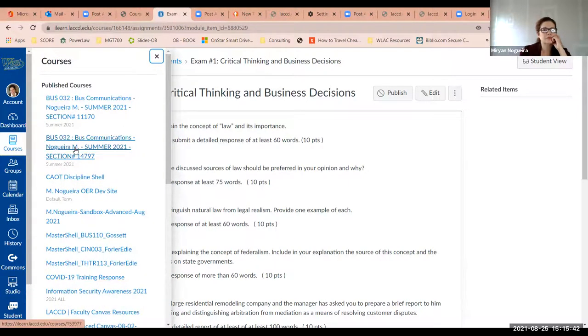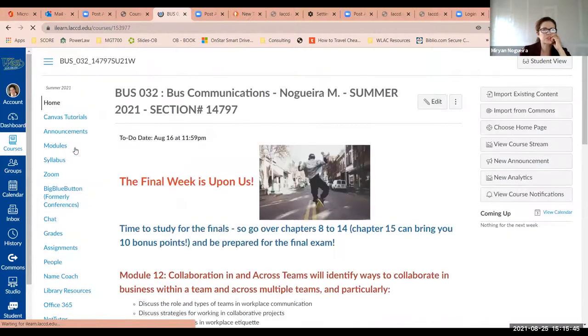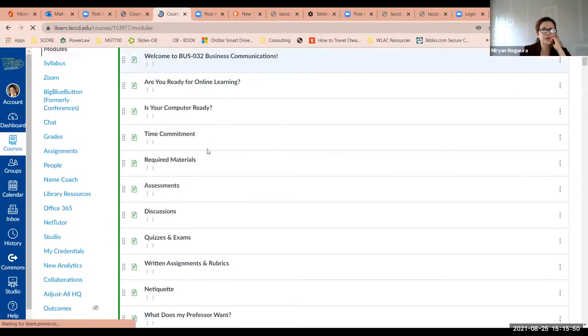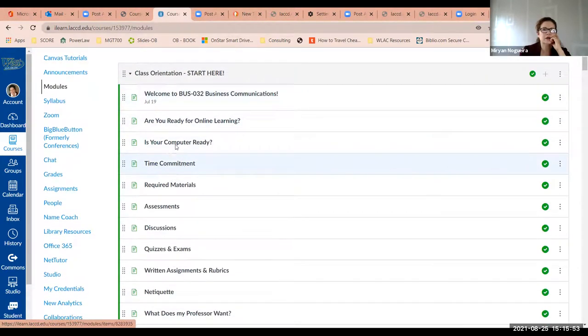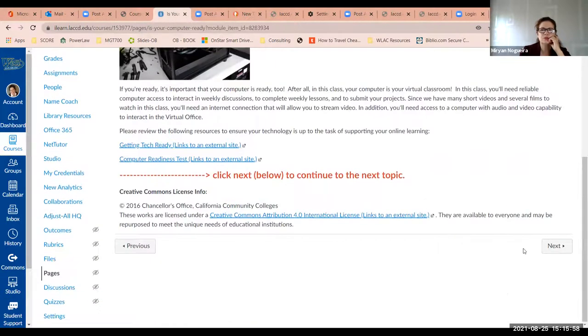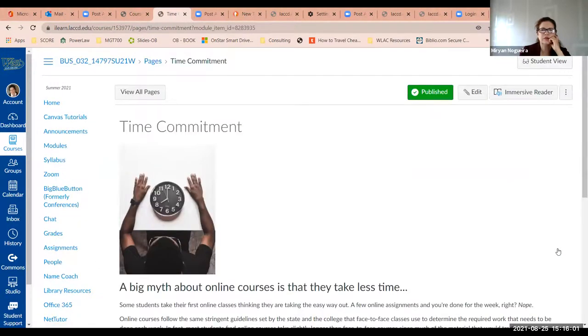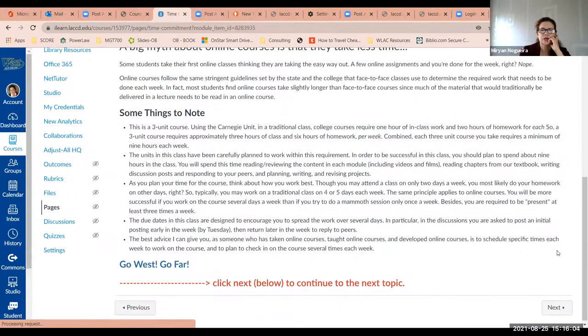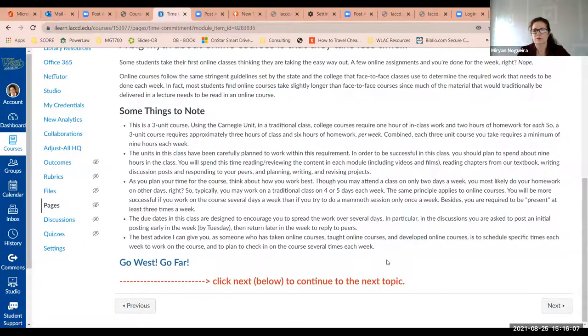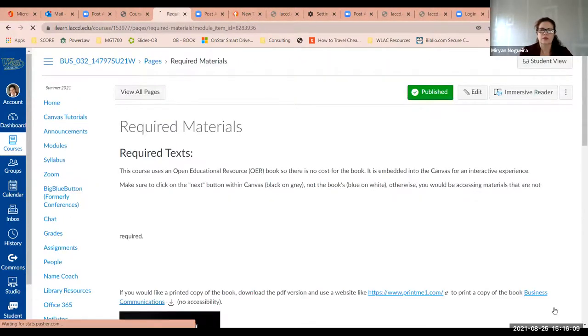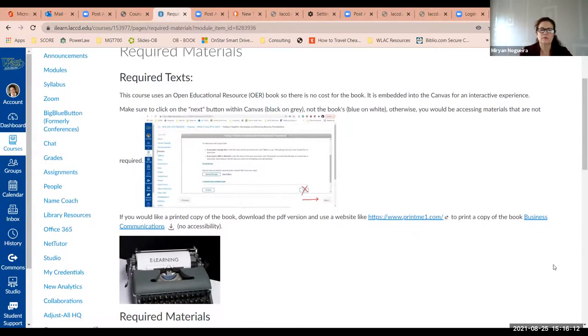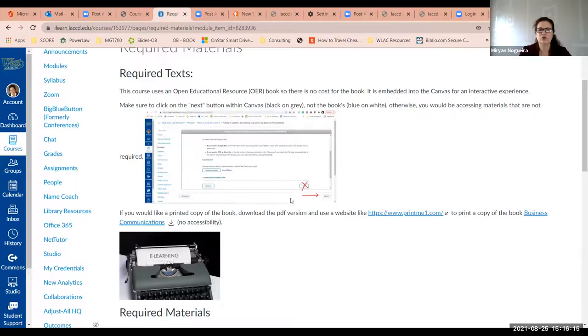So let me go to my summer class, which I just finished teaching. Here are my modules. I have orientation, in which I have whether your computer is ready, and students will go in each of the pages. I make it very exciting with pictures. And they can keep going. And this is much more exciting, right? Having a picture of what they need to do. Don't click here, click here. Then having instructions in writing for them.